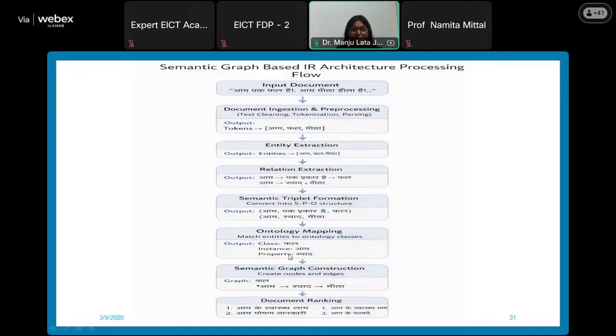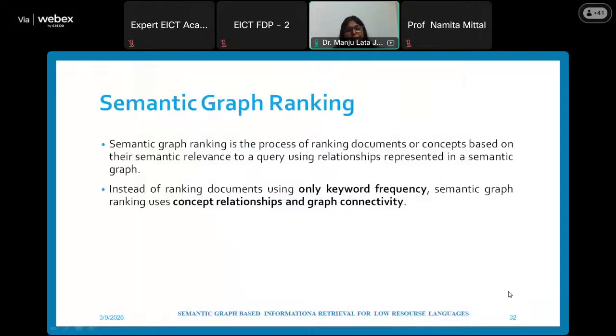Ontology mapping: these terms and the relationships between them, for example, class aam comes under the class of phal, the instance will be aam, and the property will be swad. That is ontology mapping. What is the function of ontology mapping? The terms will be mapped to the category they come under in the ontology. Semantic graph construction: after this ontology mapping, we can establish the links between the terms and these entities. And document ranking: on the basis of the semantic graph relationships, multiple documents can be retrieved by information retrieval, and then those documents can be ranked.